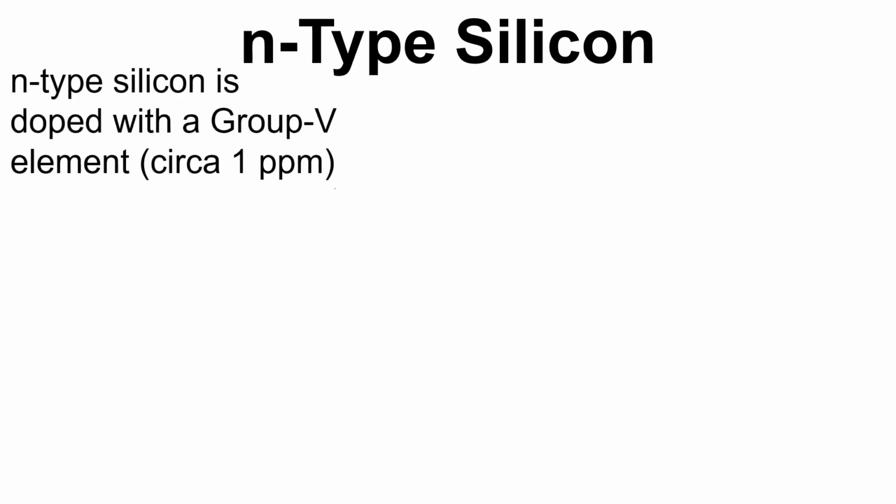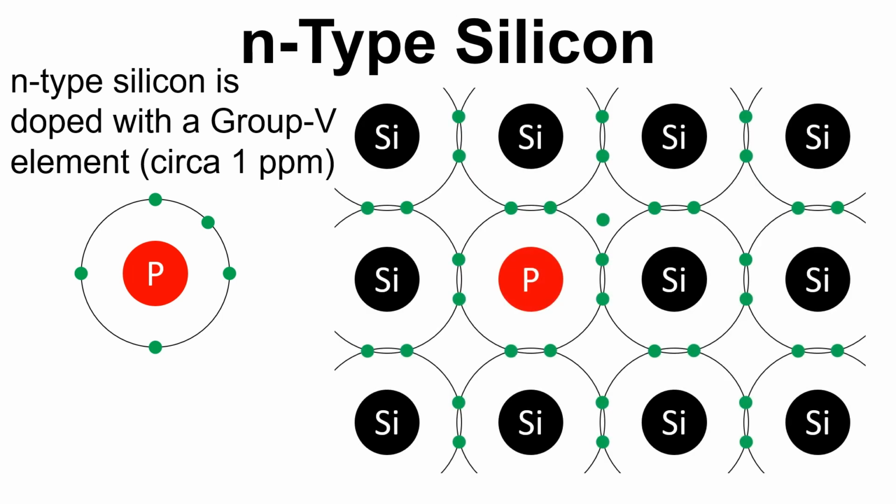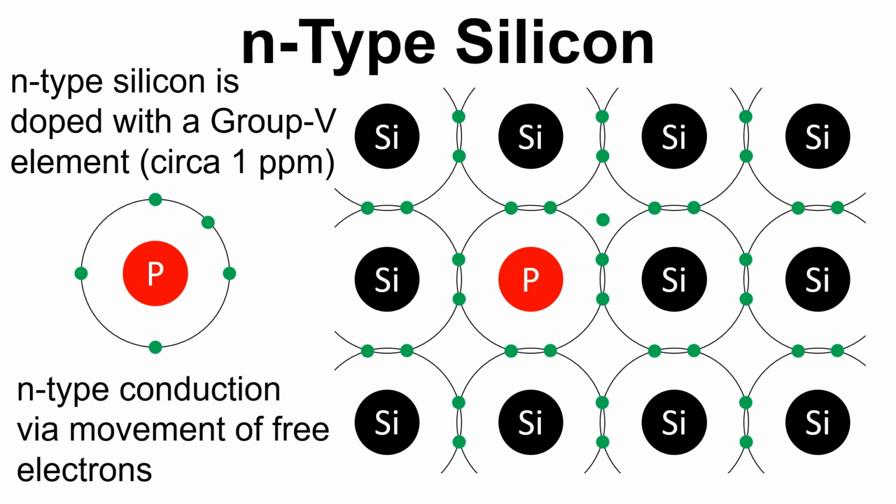N-type silicon, on the other hand, is doped with a group 5 element. Again, very low levels, around 1 ppm, and for example it could be phosphorus. And if we put that into the structure, what we see is that because phosphorus has 5 outer electrons, 4 of them form covalent bonds with the silicon atoms surrounding it, leaving 1 electron free to move around. And in an n-type semiconductor, the conduction occurs via the movement of the free electrons.